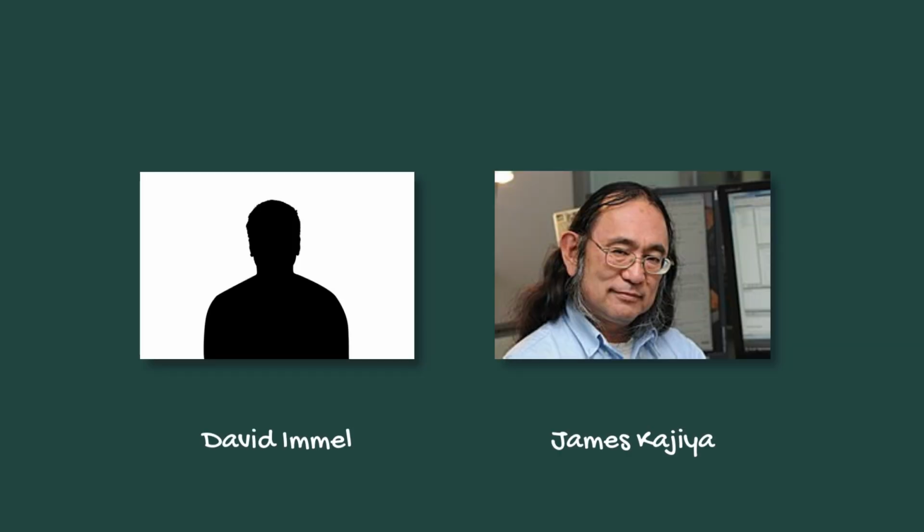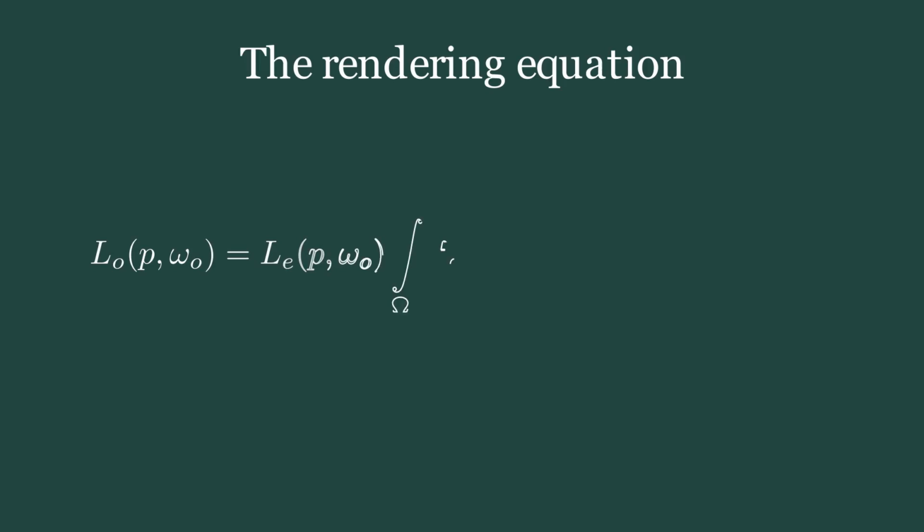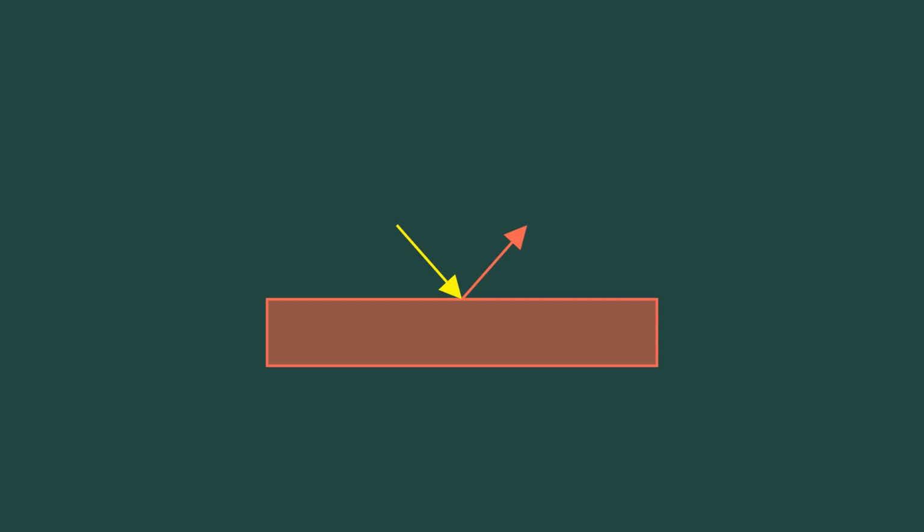In 1986, some smart dudes named David Immel and James Kajiya introduced an equation we now call the rendering equation. Every PBR model is an attempt to solve this equation. Well, don't be scared by these fancy integrals, because all it says is that the outgoing light at any given point x is equal to the reflected light plus the emitted light.